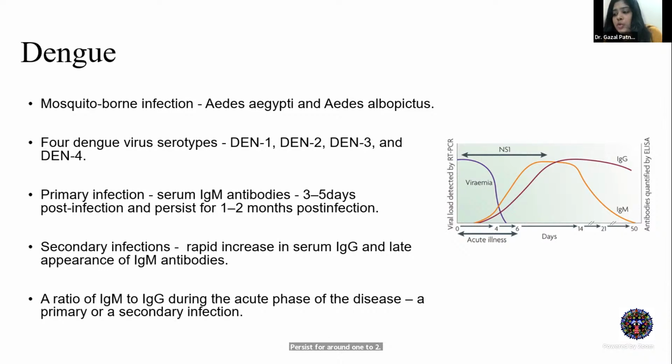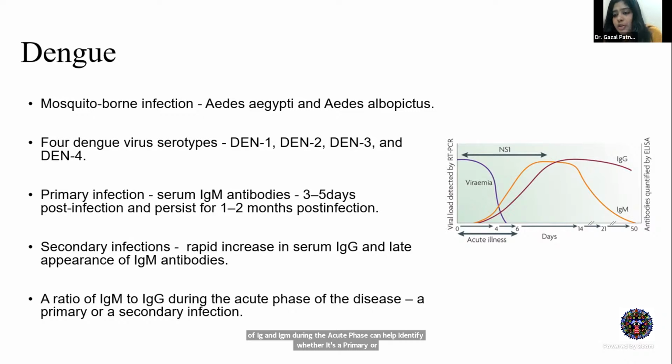Secondary infection shows a rapid increase in the serum IgG as early as 3 days of the illness and late appearance of IgM. Hence, a ratio of IgG and IgM during the acute phase can help identify whether it's a primary or a secondary infection.